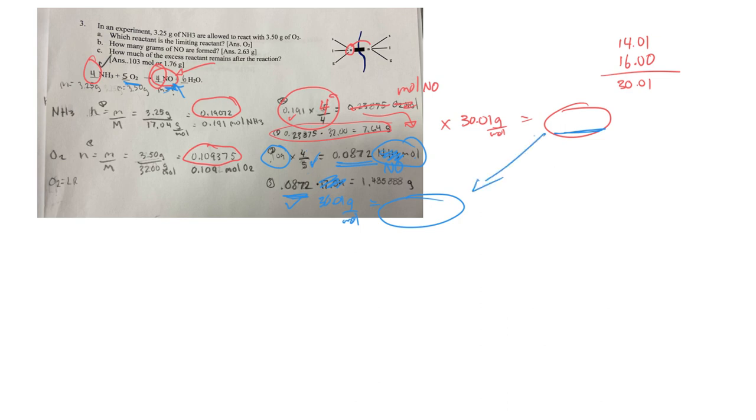And then you just compare the two and see which one's smaller. And the smaller one, I think, will be the oxygen one at 2.63 something. And that'll be your answer for letter B. Now the excess reactant one, I don't think I asked that on the exam, so don't worry about that part.